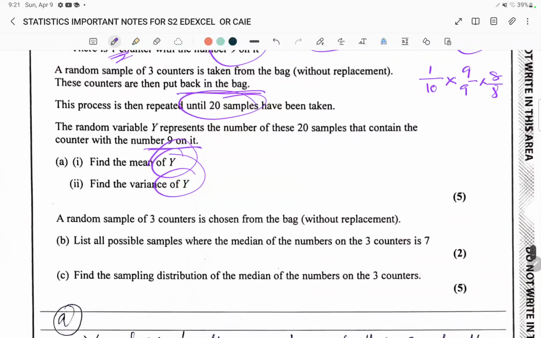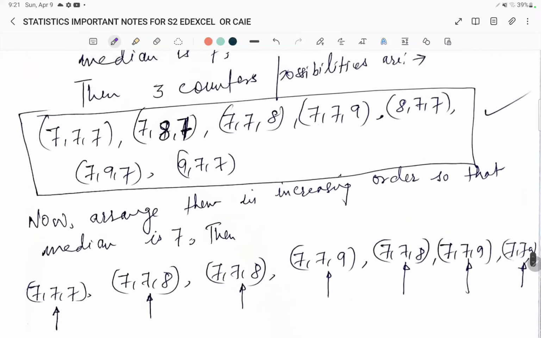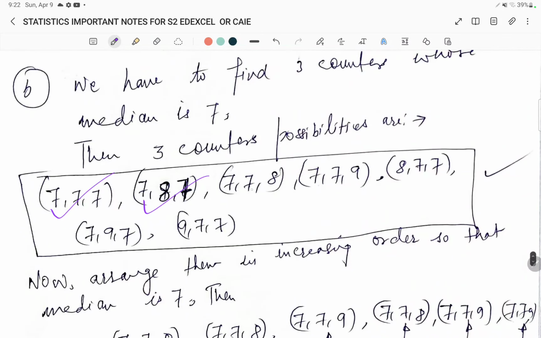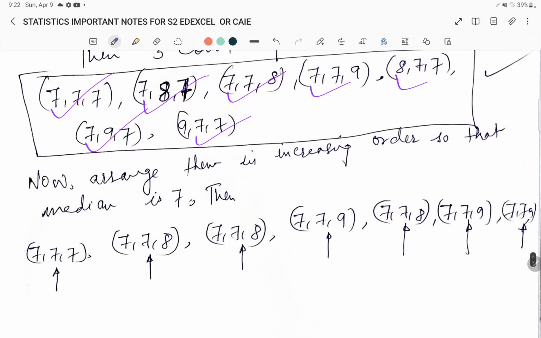Now B part says a random sample of 3 counters is chosen from the bag without replacement. List all possible samples where the median of numbers on the 3 counters is 7. So 7 should be in the middle, and you are drawing 3 counters. So maybe 777, 787, 778, 779, 877, 797, 977. If you arrange them in increasing order, the median is 7, so make sure 7 is in the middle.